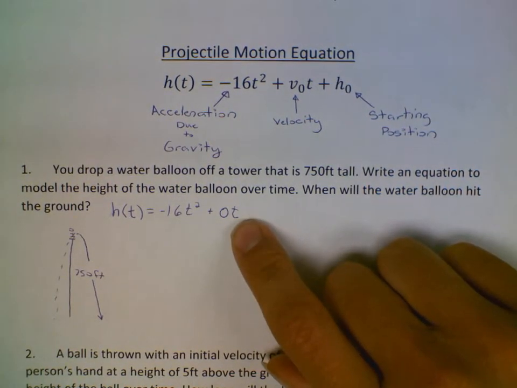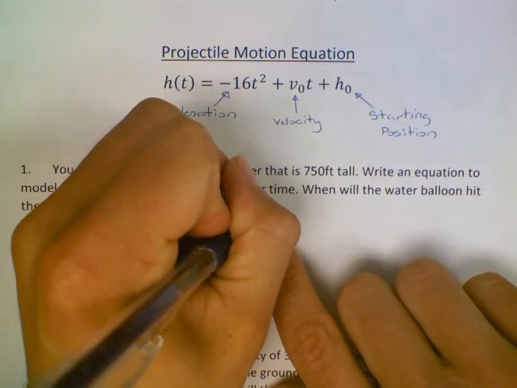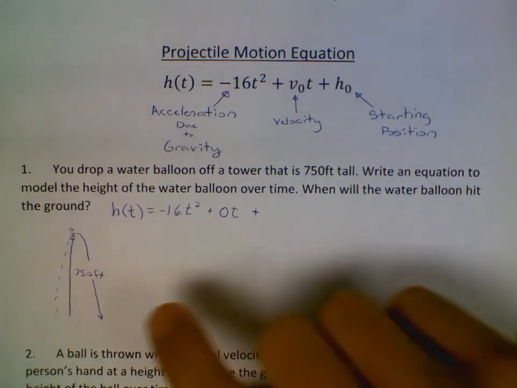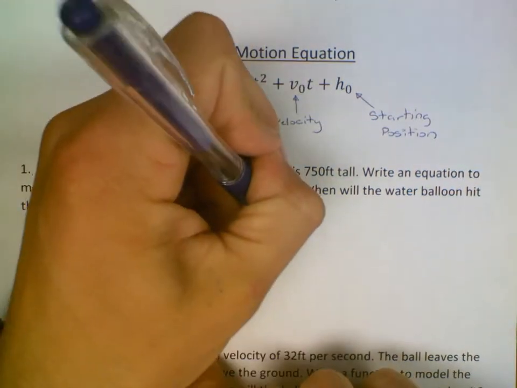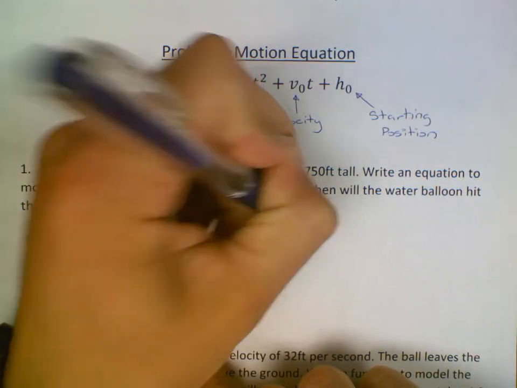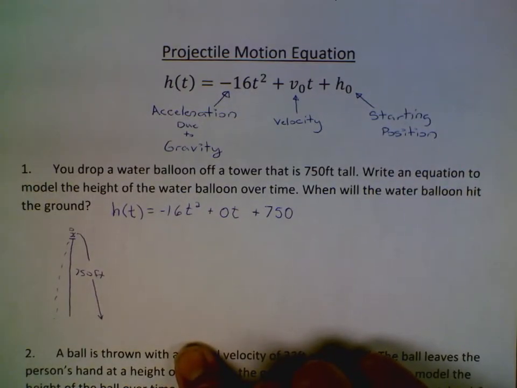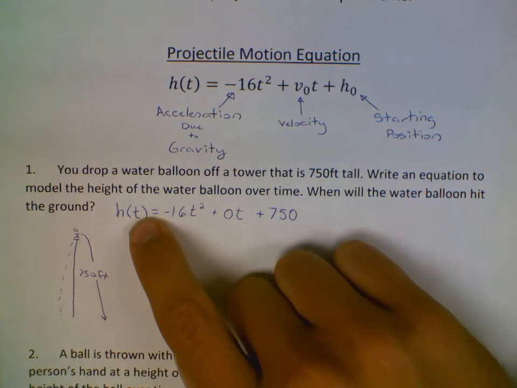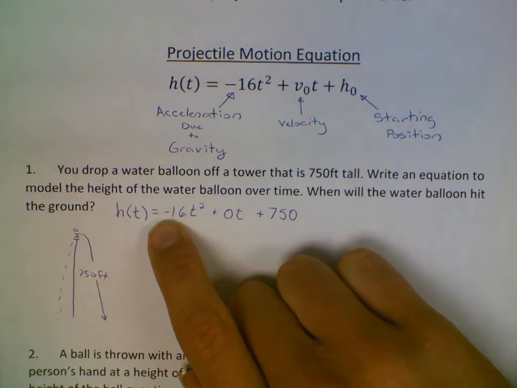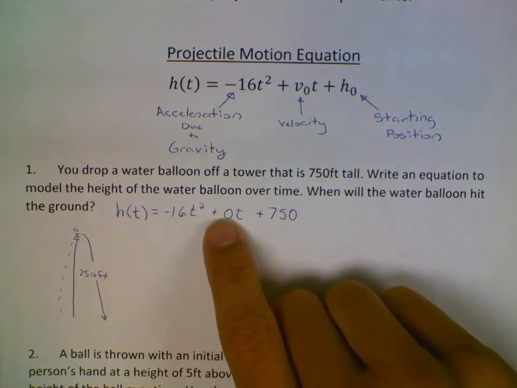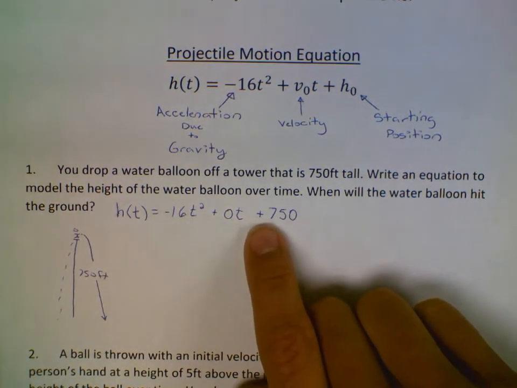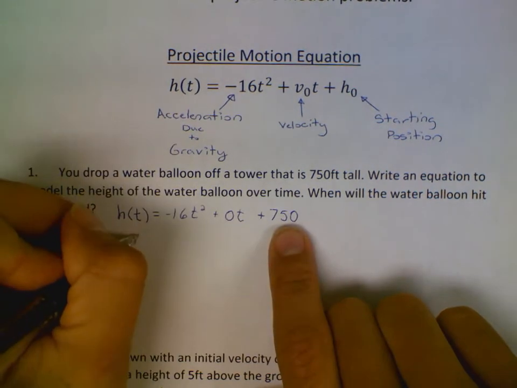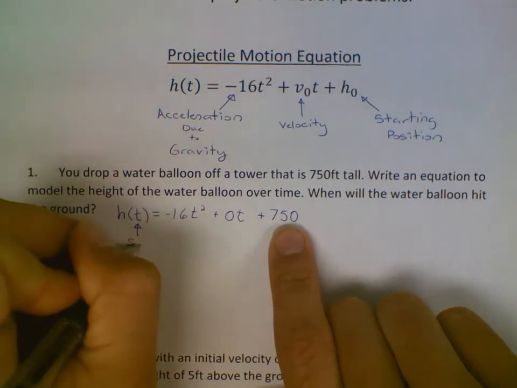So 0t. And then I'm going to add the height that it started at. Well, it started at 750 feet. So we add 750 feet to the end of our equation. So we get the height of the object at t seconds is equal to negative 16t squared plus 0t plus 750. And it's important to note that the time here is in seconds.